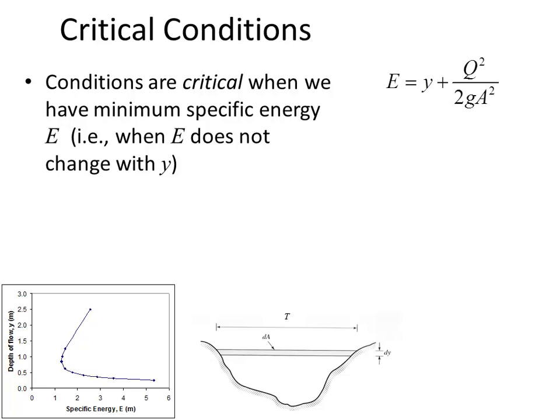And so if we look at the equation for specific energy, it's the depth plus the flow rate squared divided by 2g A squared, and take the derivative of that with respect to y, we get over on the right-hand side the term dA/dy. And what that means is that we consider a differential element of area in a channel. The dA is some incremental depth dy multiplied by the top width. And so that's what we're talking about.